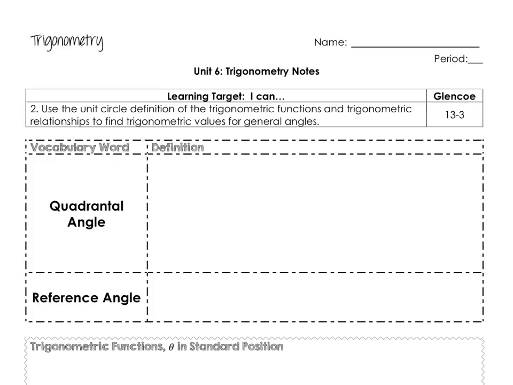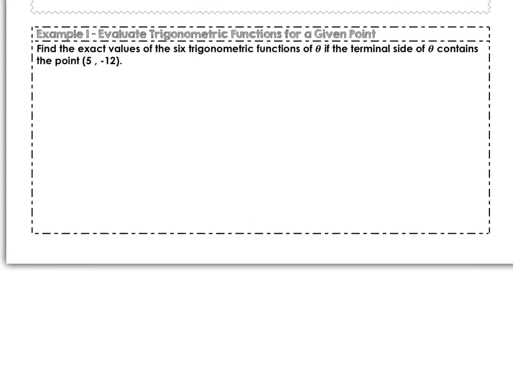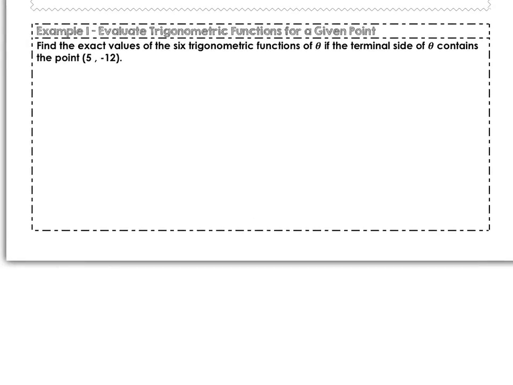All right, so now we're taking a look at Learning Target 2, featuring the content from Glencoe 13.3. In this learning target, it'll be required that you recall your geometry knowledge, and we'll be applying our newly found knowledge on the unit circle. In example 1, I am to find the 6 trigonometric functions of theta, given that theta contains the point (5, negative 12).